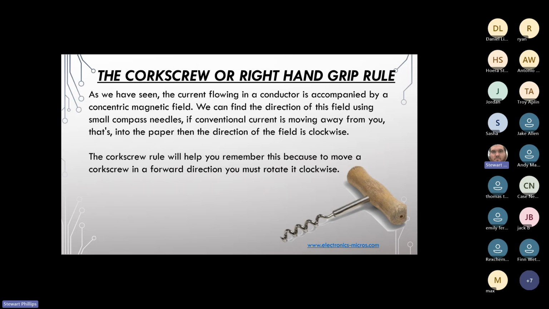As we've seen, current flowing in a conductor is accompanied by a concentric magnetic field. We can find the direction of these fields by using small compass needles. If conventional current is moving away from you, that is into the paper, then the direction of the field is clockwise. The corkscrew rule will help you remember this because to make a corkscrew move in a forward direction, you must rotate it clockwise. So if the current is flowing away from us, the corkscrew is turning to the right. If the current is flowing towards us, it is moving to the left, or the corkscrew will be going anti-clockwise. Does that make sense?